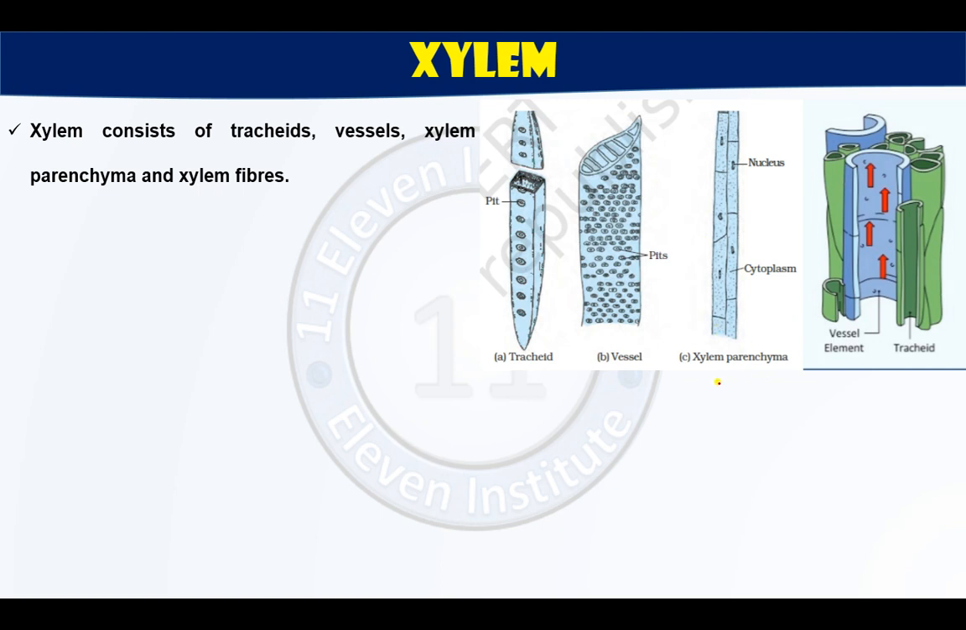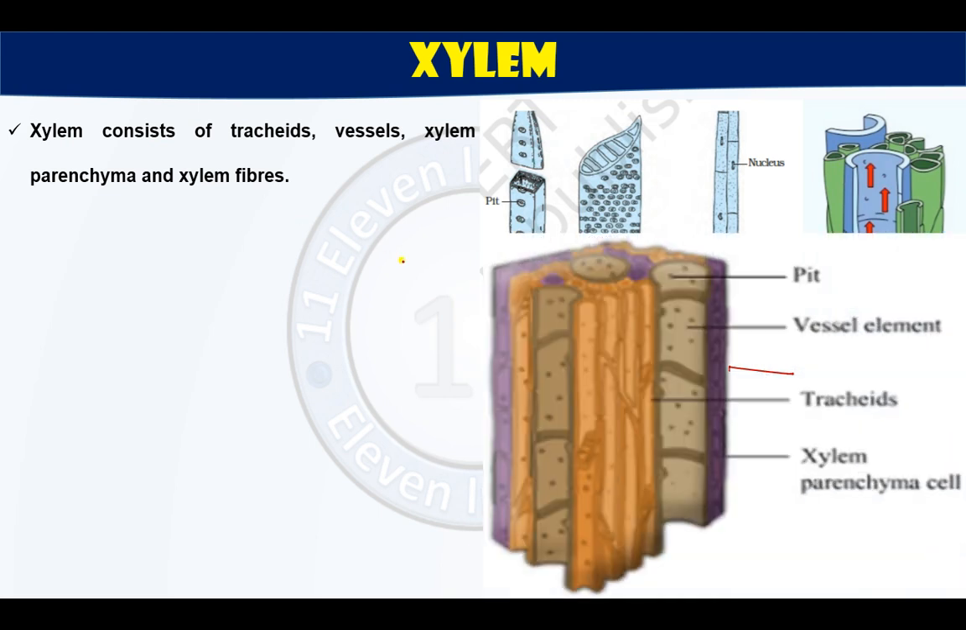Now parenchyma, you know that, are simple cells. As this parenchyma is present with the xylem, it is known as xylem parenchyma. These parenchyma have normal thin walls and their function is generally storage of food or to fill the spaces. And fibers will provide the strength. Moving ahead, one more image we have over here.